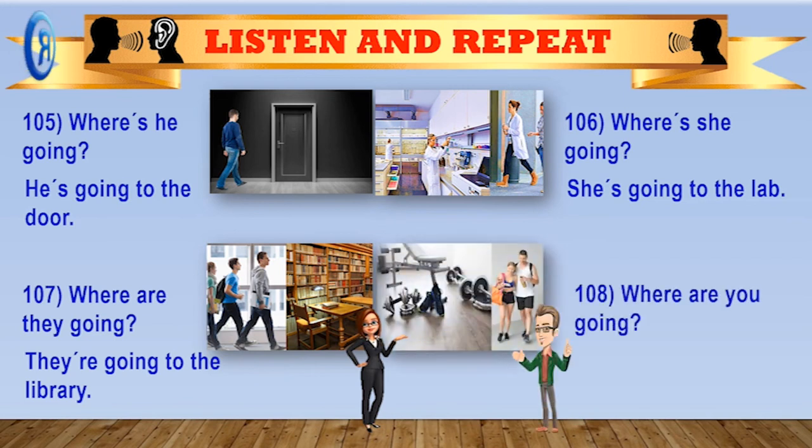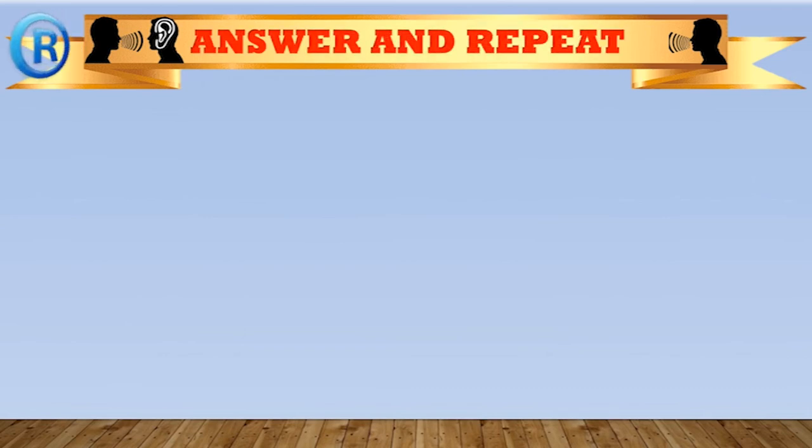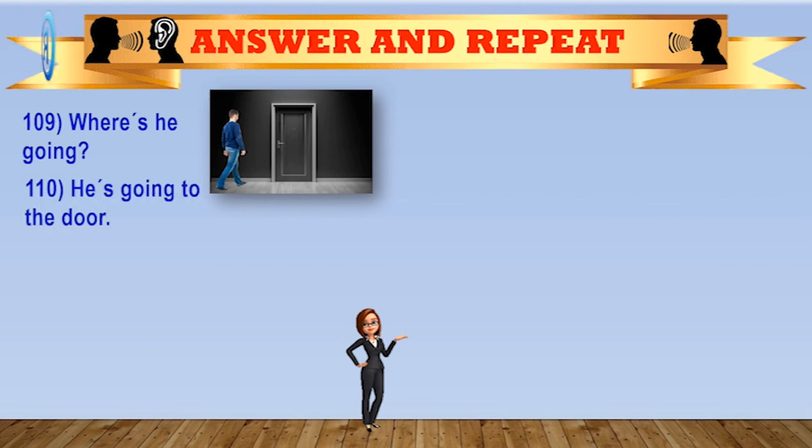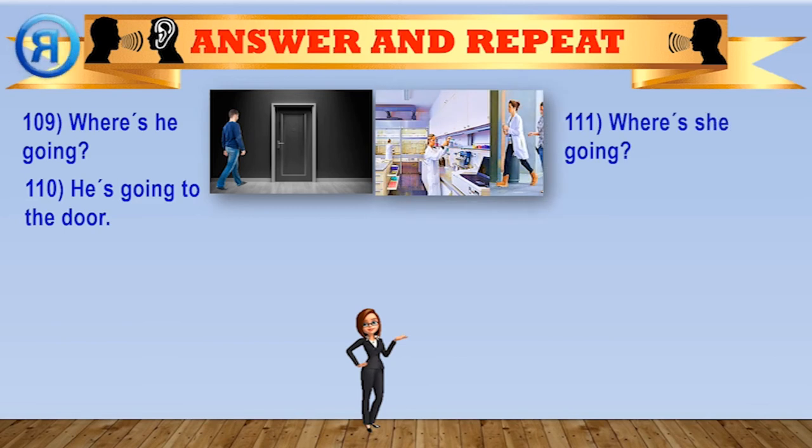108. Where are you going? We are going to the gym. 109. Where's he going? 110. He's going to the door. 111. Where's she going? 112. She's going to the lab.